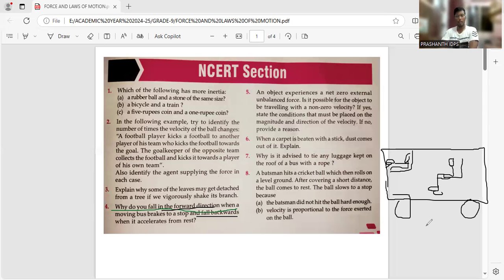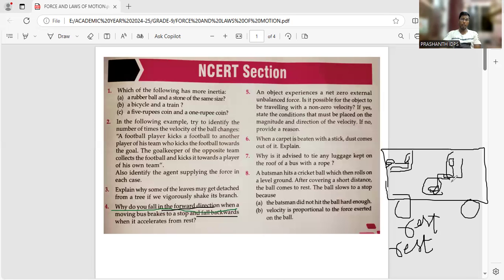His feet are in contact with the bus. So when the bus is moving, what is the condition of his feet? They will also be in motion, right? So when the driver applies the brake, the bus comes to rest. Yes or no? Exactly. When the bus comes to rest, then what about his feet? Feet also try to come to rest. Why? Due to inertia, because he is applying the brake now.